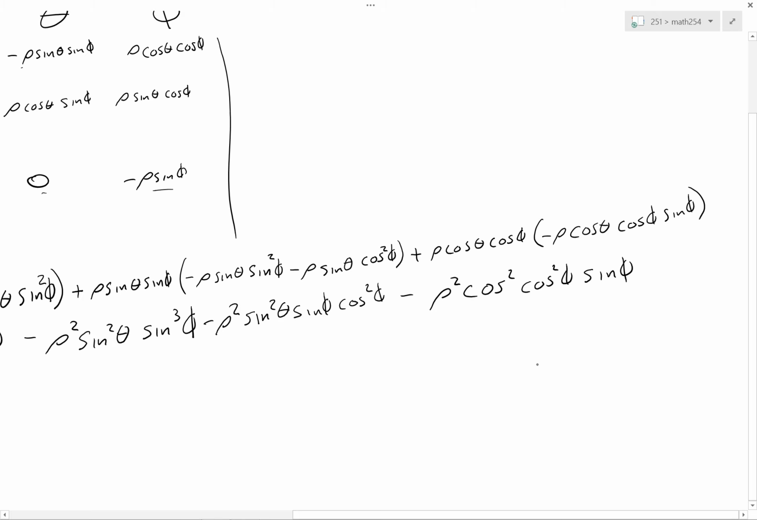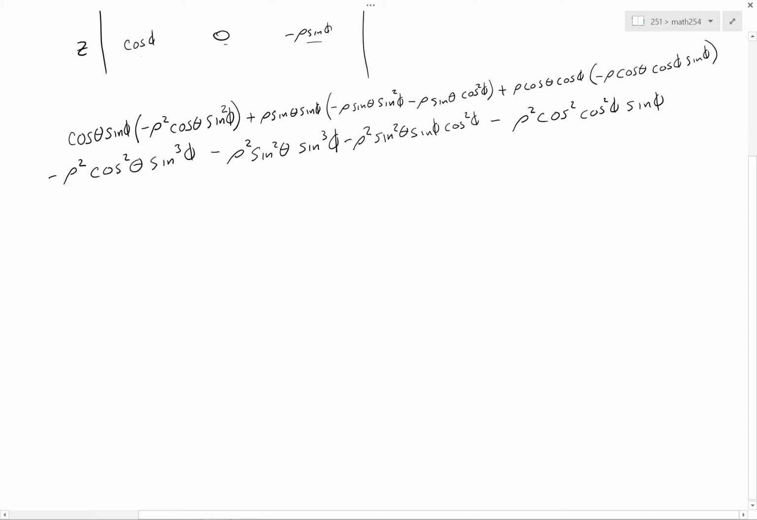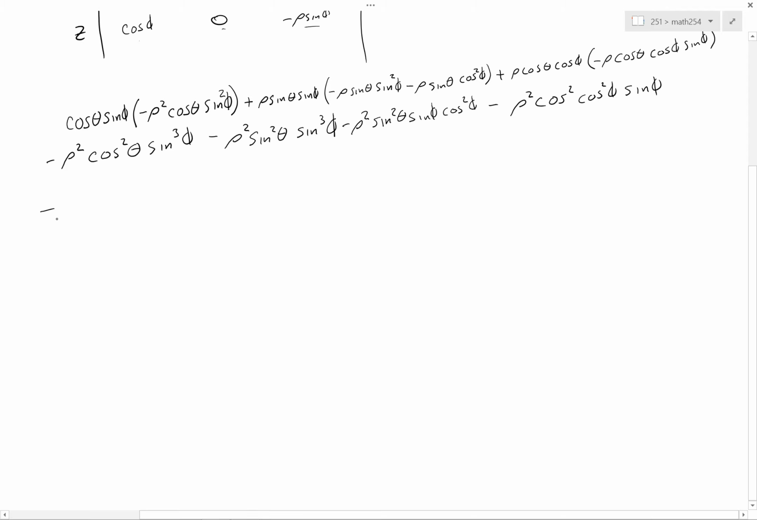And hopefully that is correct. Okay, now the fun begins. What do they all have in common? Well, they've got a negative rho squared in common. Cosine squared, no. Yeah. Do they all have a sine of phi in common? By George, they do. They all have a sine of phi in common.